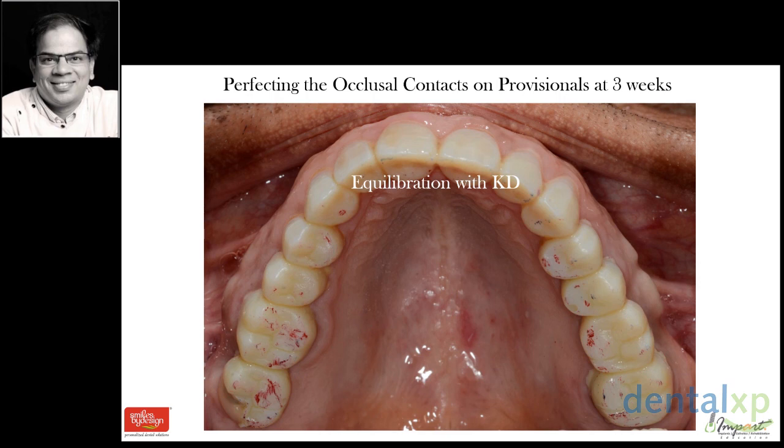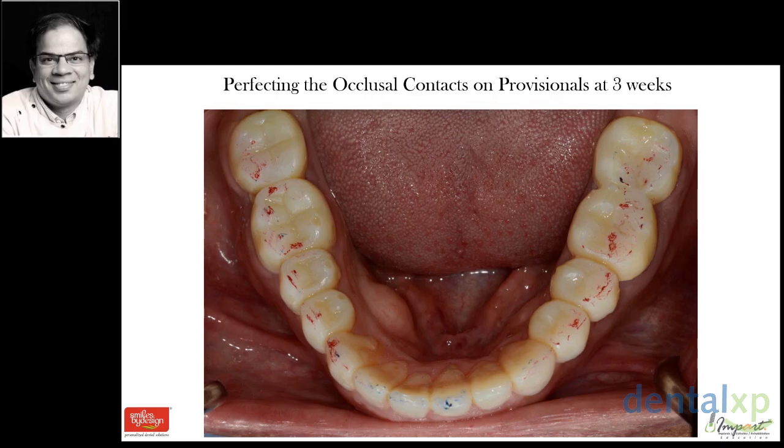So deprogramming and equilibration can be done even after the provisionals have been done. As long as you achieve that before your final restorations, you are fine. You don't have to make provisionals in CR. You have to finish your final restorations in CR. CR is a treatment position. It's not required during the diagnostic phase when faulty restorations are present.